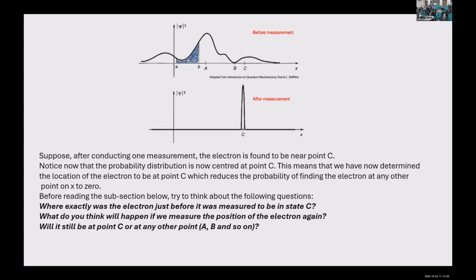So where exactly was the electron just before it was measured to be in state C? Can you answer that question? What do you think will happen if we measure the position of the electron again? Will it still be at point C or any other point, A, B, and so on?